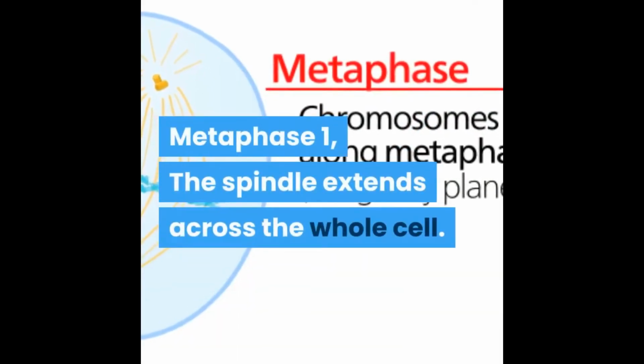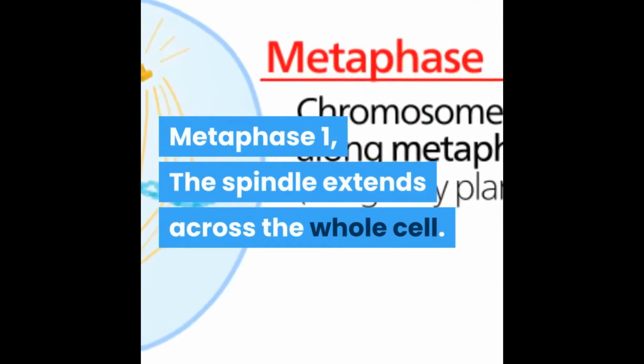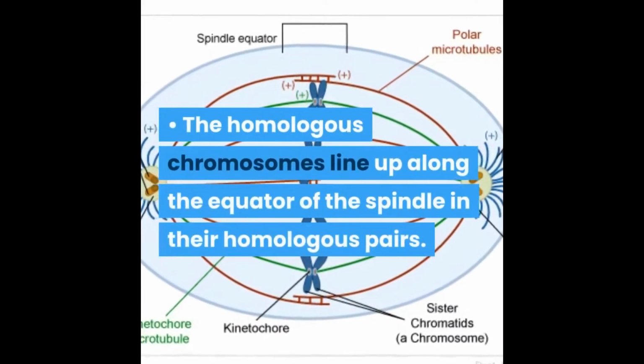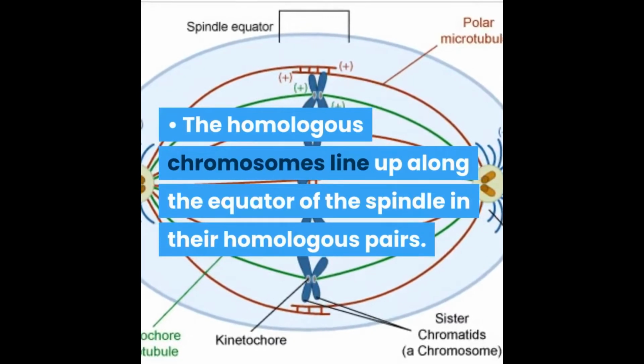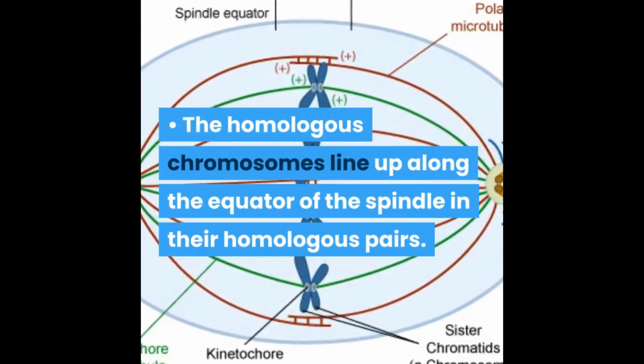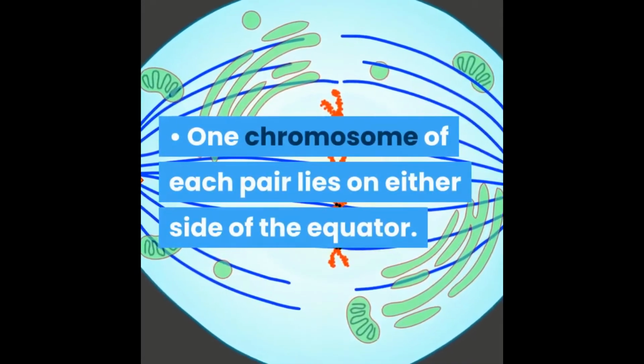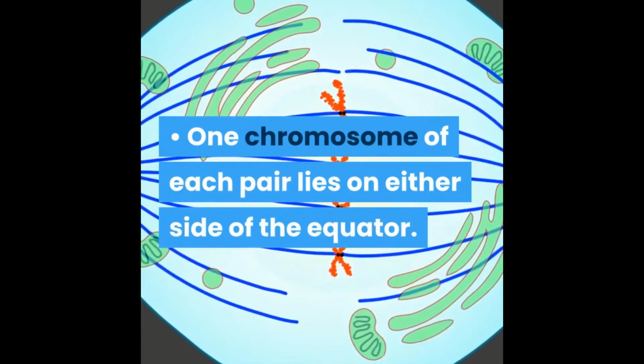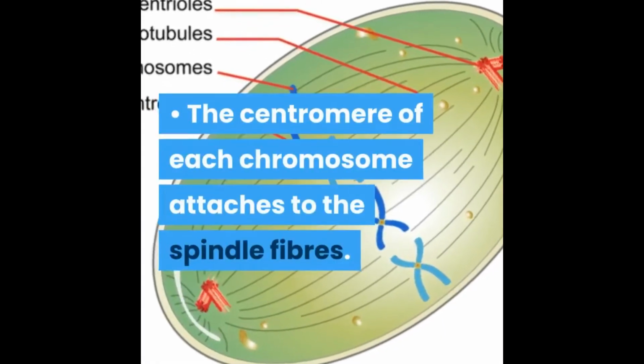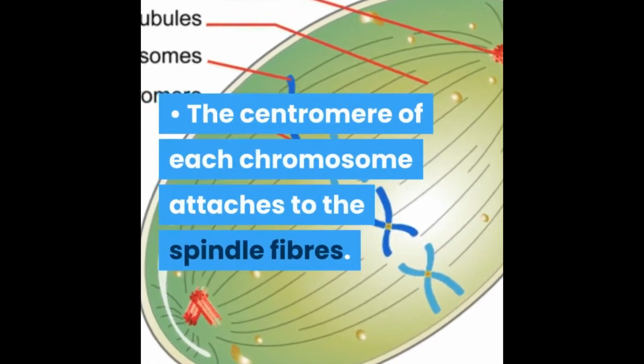Metaphase 1: the spindle extends across the whole cell. The homologous chromosomes line up along the equator of the spindle in their homologous pairs. One chromosome of each pair lies on either side of the equator. The centromere of each chromosome attaches to the spindle fibers.